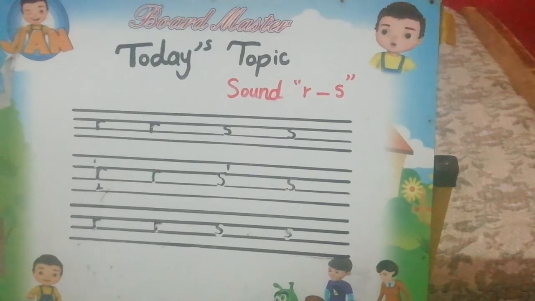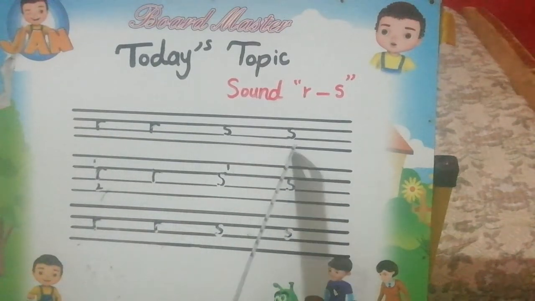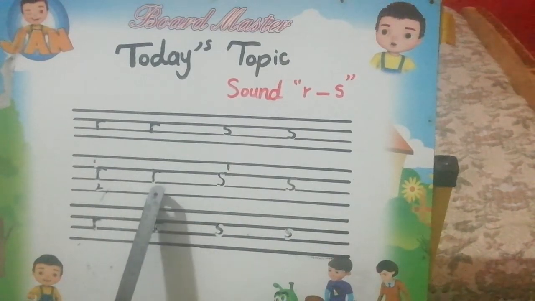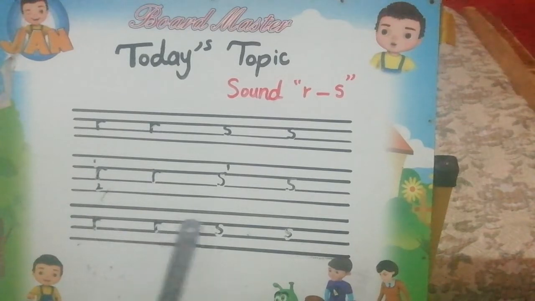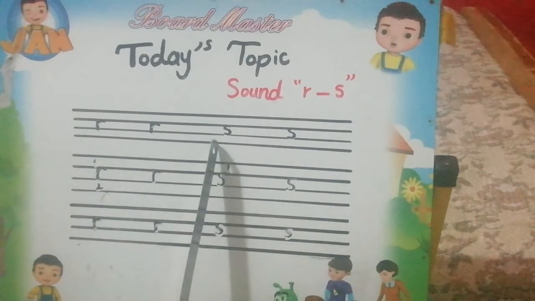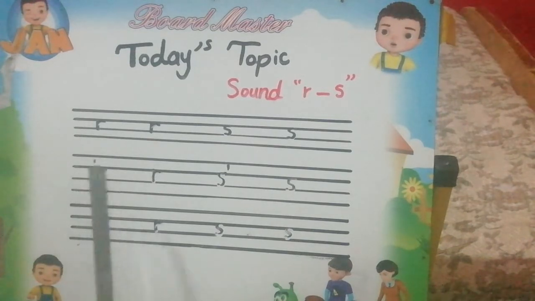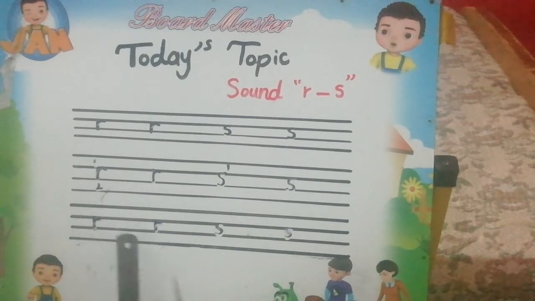Now repeat after me the sound of R and S. R, r, s, s, r, r, s, s. Now again repeat after me. R, r, s, s, r, r. S, s. R, r. S, s. Repeat all the sounds which you have learned already.